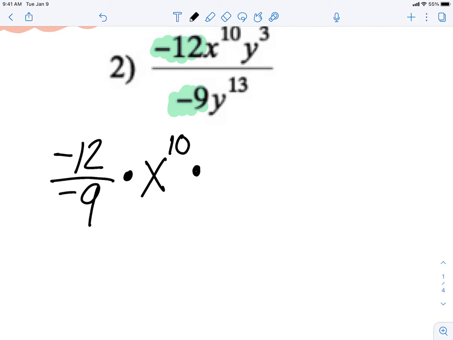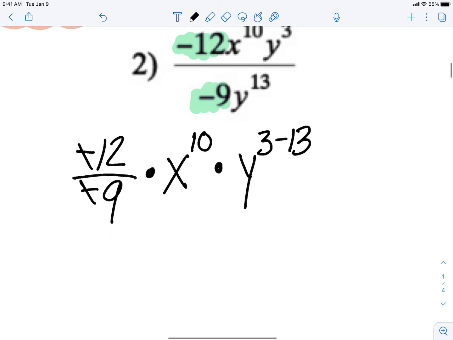Times, let's see, I have y, and I have 3 on top and 13 on the bottom. So I know I'm going to subtract because I'm dividing. So y to the 3 minus 13. Okay, so what do I have left? Well, I noticed that a negative divided by a negative is a positive. So these two cancel each other out just like that.